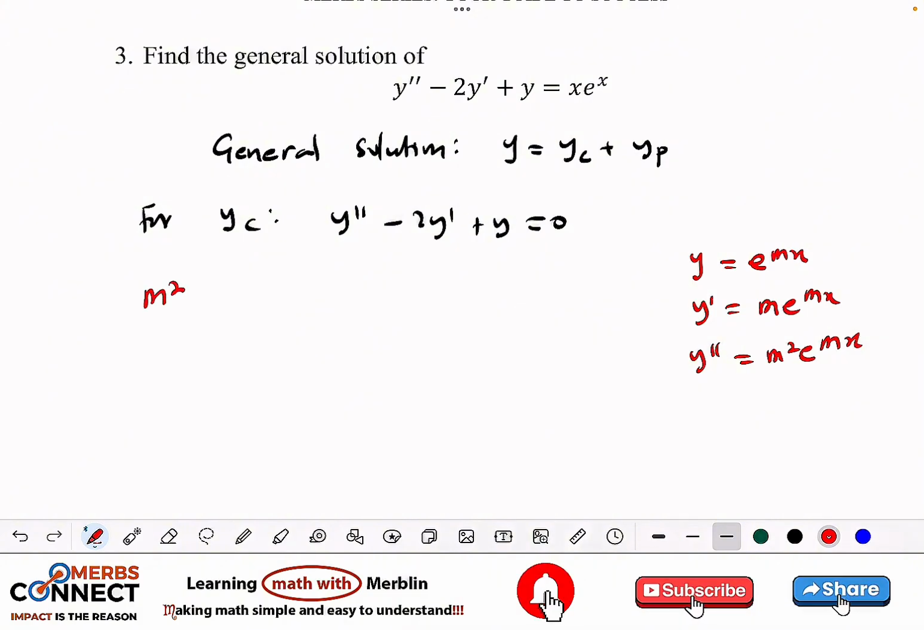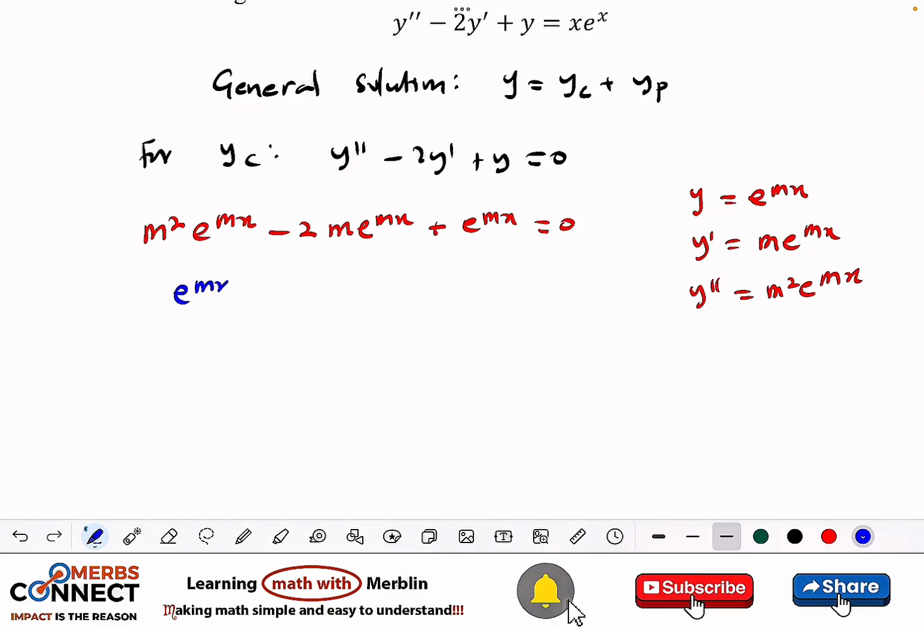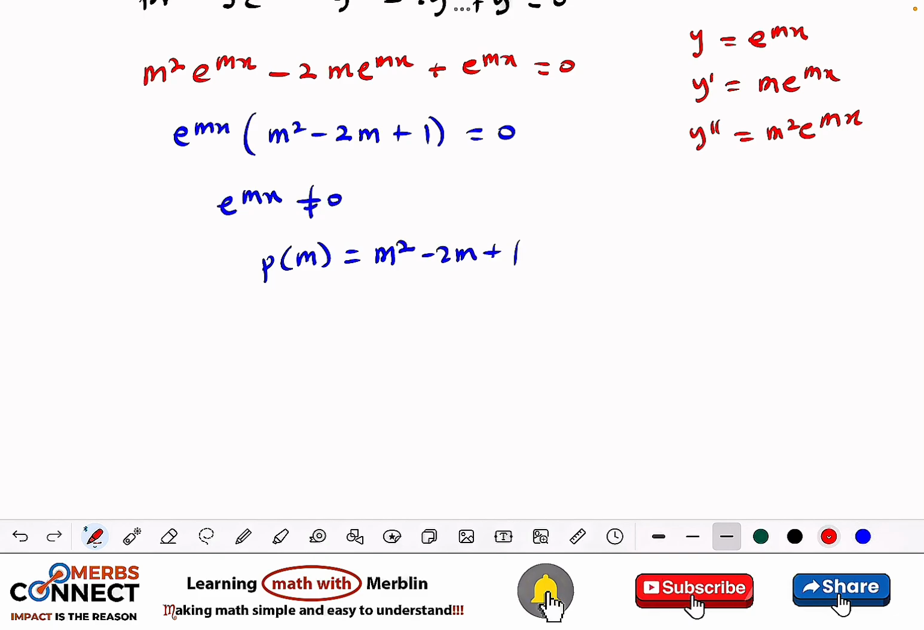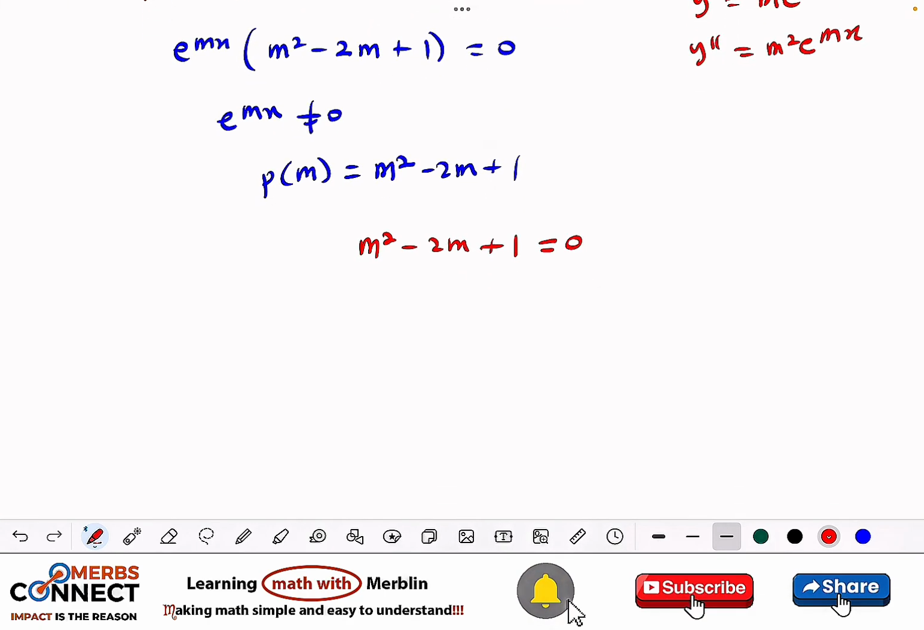m squared e to the power mx minus 2 times m e to the power mx plus e to the power mx is equal to 0. Factor e to the power mx out. We have m squared minus 2m plus 1, which is equal to 0, right? We make sure that this is never 0. So the polynomial function will be m squared minus 2m plus 1. And then we find the roots. So m squared minus 2m plus 1 is equal to 0. Can I factor this without using the quadratic formula? Yes, I think so.